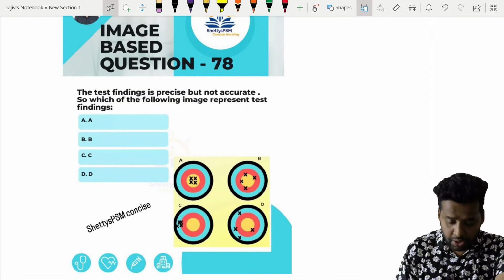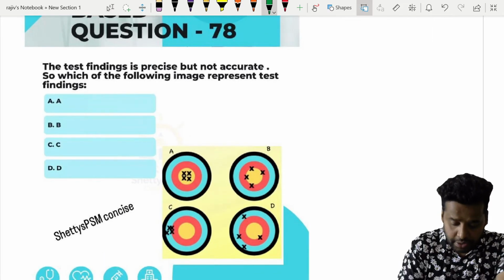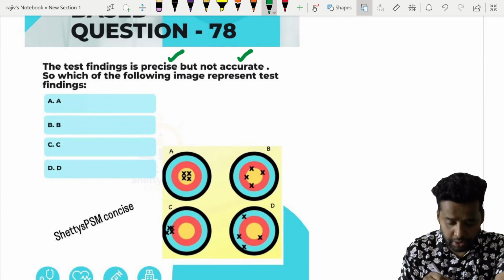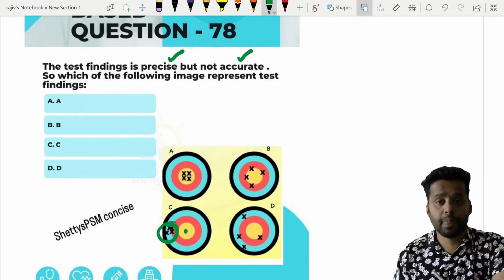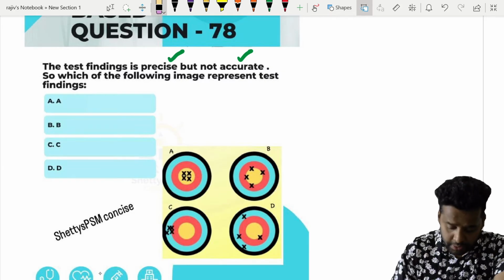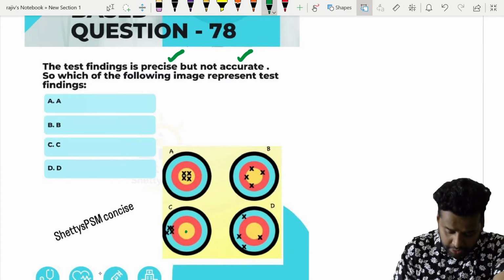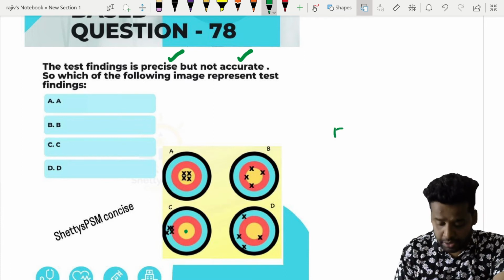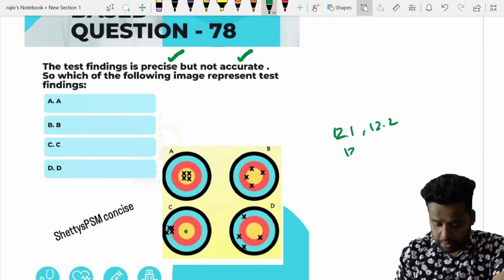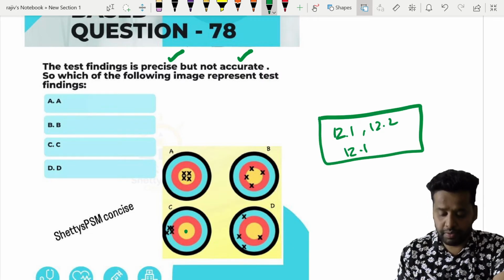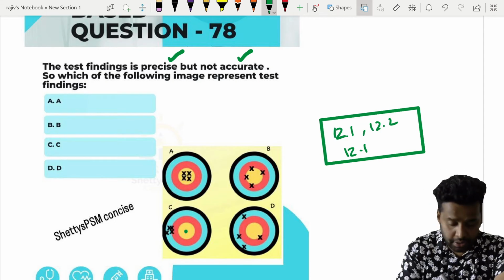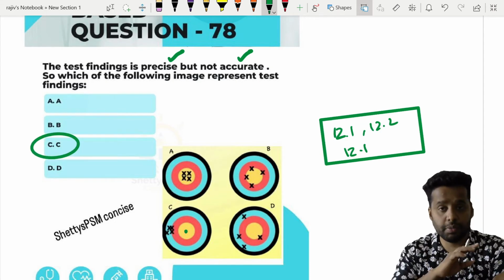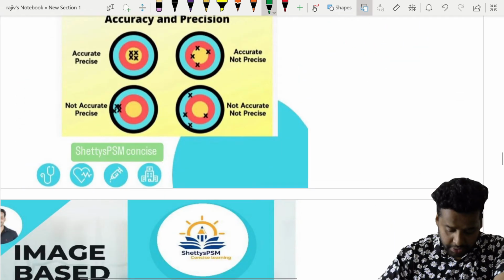What you are seeing here is, if I am telling the test finding is precise but not accurate, which will suit for this? Precision is giving the same values but not measuring the central value. If the patient's hemoglobin is 10 grams, but your test is telling 12.1, 12.2, 12.1 like that, it is almost precise, giving the same values, but on an average it is not measuring the actual value for the patient. So image C will suit that. Precise but not accurate.